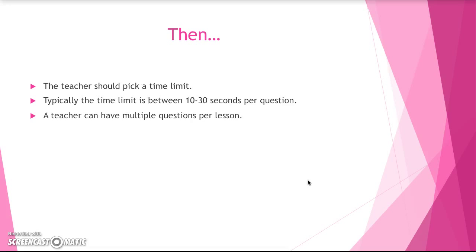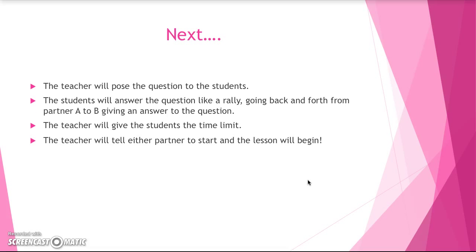Then the teacher needs to pick a time limit. Typically the time limit for these questions is between 10 to 30 seconds, and a teacher may have multiple questions per lesson to continue the activity. So for example, you might ask your students that question, what are the parts of the electrical circuit? For me, I would give about 10 seconds for that question because it's really not a long question, and then they would go. It really depends on the question you're asking, depending on the number of seconds, but you don't want to have too short of a question or too long of a question because students will run out of things to talk about. So next, the teacher will pose the question to the students.